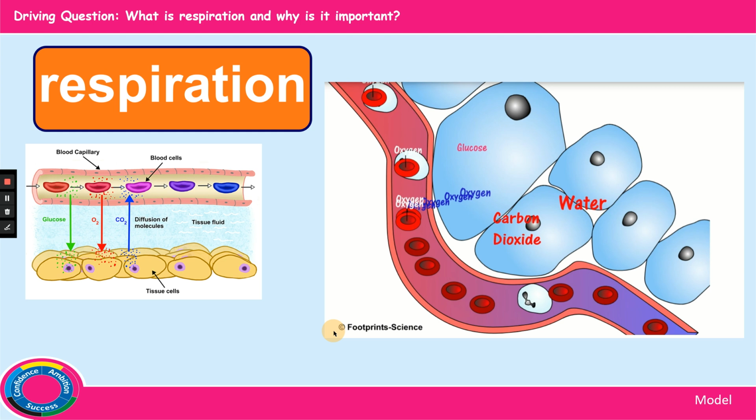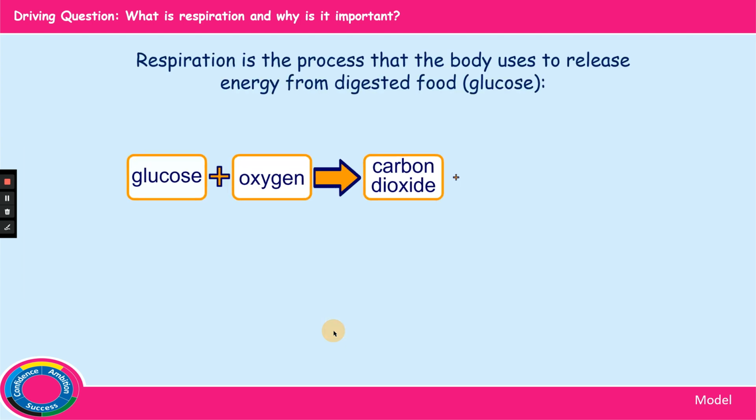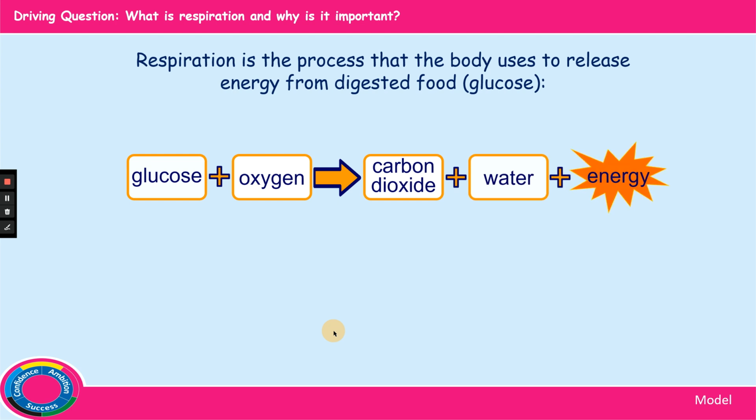Diffusion, osmosis, active transport, all those three things help the oxygen, glucose, carbon dioxide and water move in and out of our cells. That is where the energy is made. So respiration is the process the body uses to release energy from digested food, or glucose. Can you write this equation down, please? Glucose plus oxygen goes to carbon dioxide and water. Our byproduct is energy.